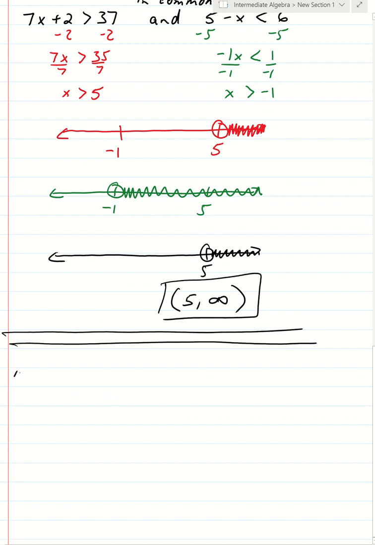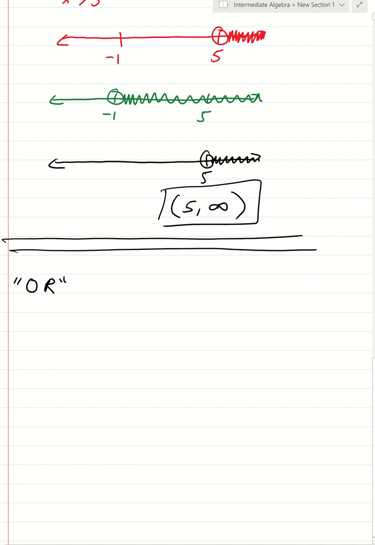Now let's take a look at the or compound inequalities. That's the second type of compound inequalities. Now the word or is always stated, unlike and. Sometimes the word and is inferred, and sometimes the word and is actually physically found in the problem.